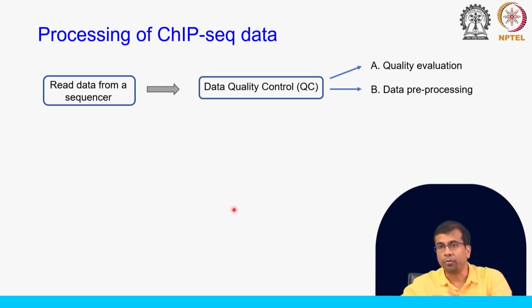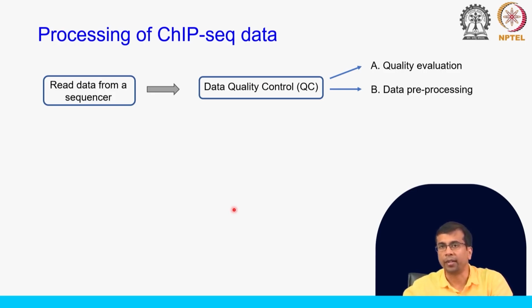And to do that, we use different types of metrics, and they can be classified broadly into two classes. One is the quality evaluation and the second is data pre-processing. The quality evaluation is looking at the actual quality of the data, whether there is any contamination, whether there is any bias when we are sequencing the DNA fragments. So, that is the quality evaluation part.